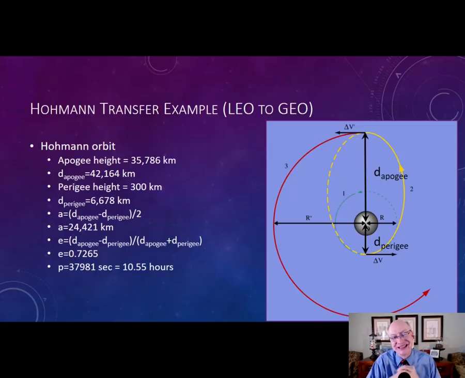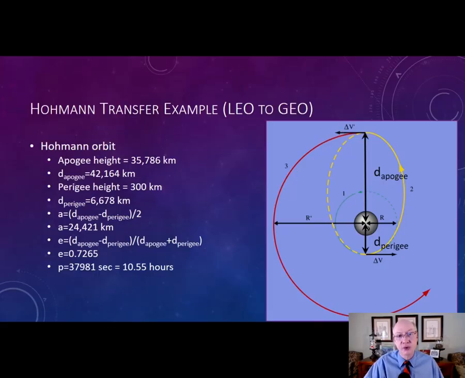Now the question is, and this is the interesting one that we need to figure out, how much delta V do I need here, and how much delta V do I need here to get out of this orbit into the Hohmann transfer orbit, and then to get out of the Hohmann transfer orbit into this circular orbit? Because as you're going to find out, we need to fire our engine here to speed up, and then we need to fire our engine here to speed up so that we can be in this higher circular orbit.